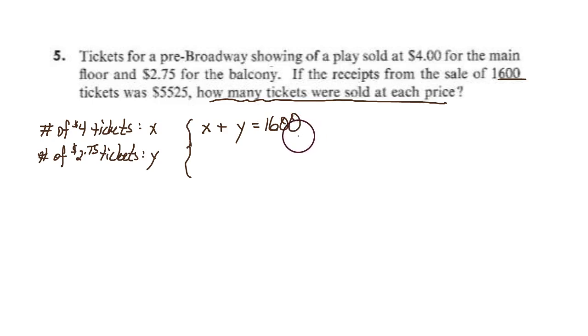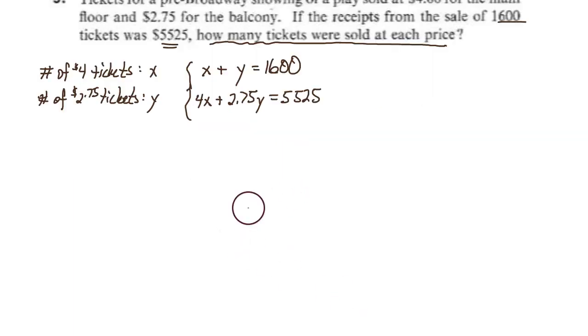The other thing we are told are the prices for each ticket and the total revenue. So $4 per ticket times the number of $4 tickets plus $2.75 per ticket times the number of those kind of tickets is equal to $5,525. Next, decide which is the best way to solve the system, combination method or substitution method.